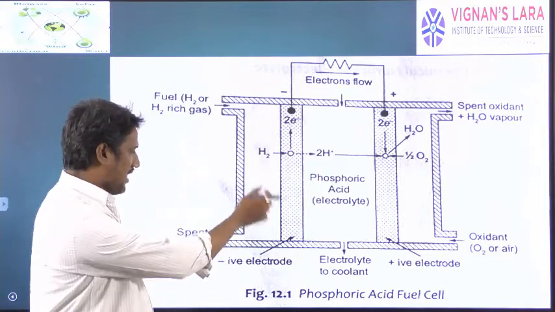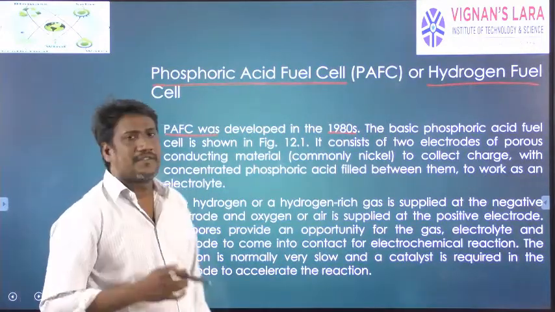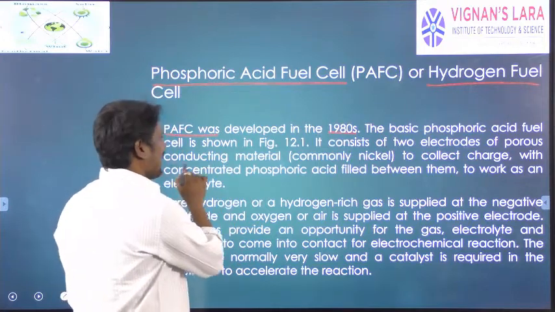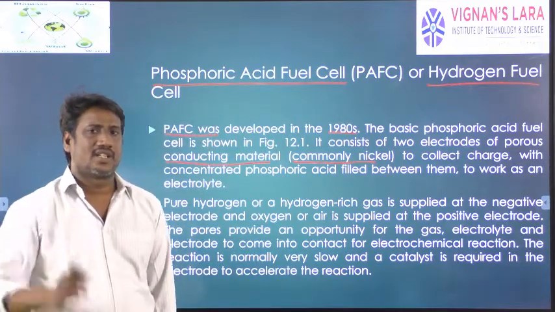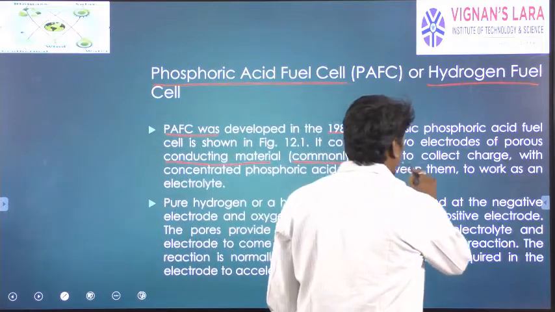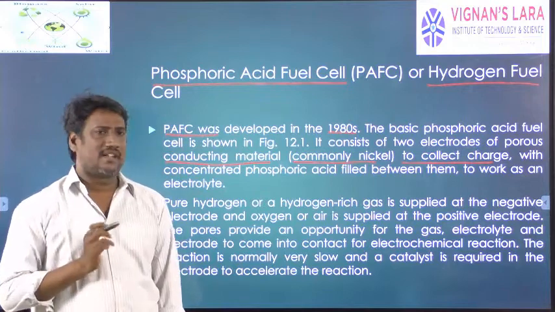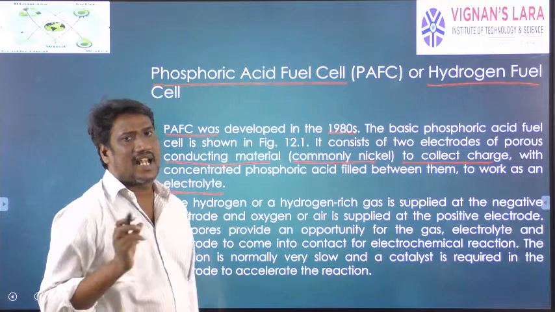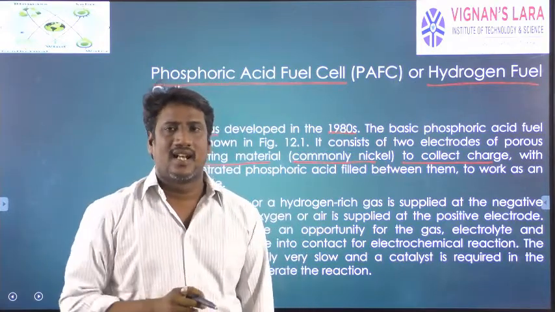We will see this diagram later. It consists of two electrodes of porous conducting materials. Commonly, in most cases, the two electrodes will be made of nickel to collect the charge, with concentrated phosphoric acid filled between them to work as an electrolyte.